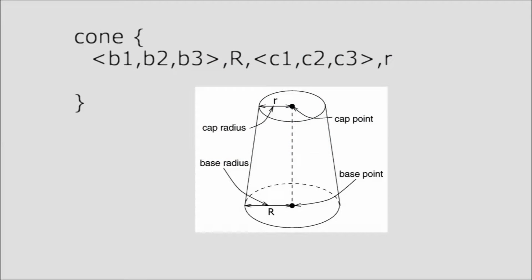So a cone is sort of like a cylinder, except there are two radii. Again, you have a base point and you have a cap point, and you specify the radius of the base and the radius of the cap. If you make the radius of the cap equal to zero, you have a true cone. If you make it anything else, any positive number, you actually have what's called the frustum of a cone.